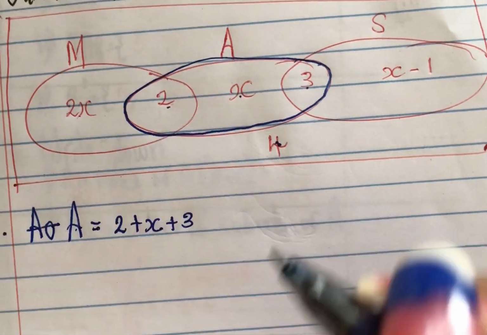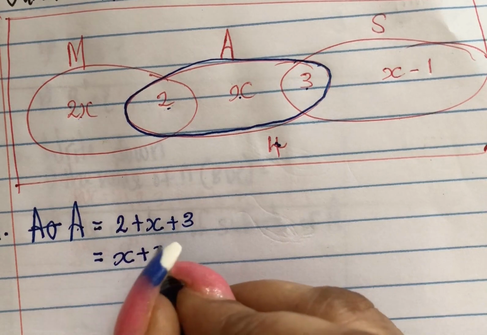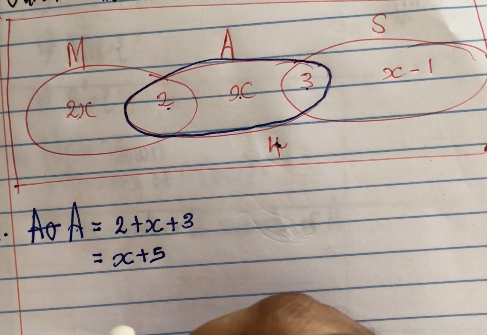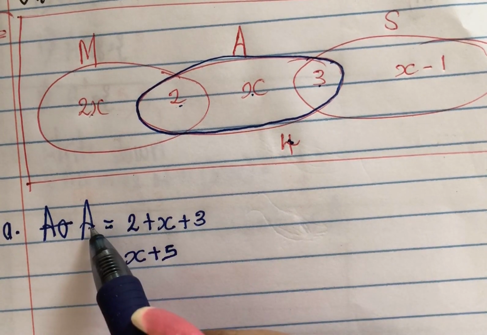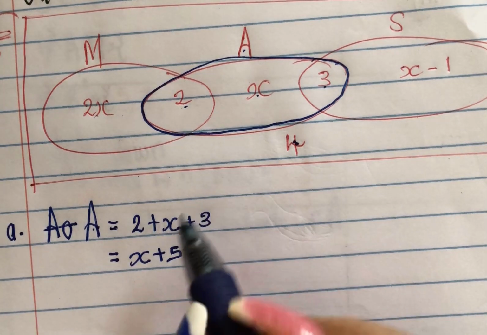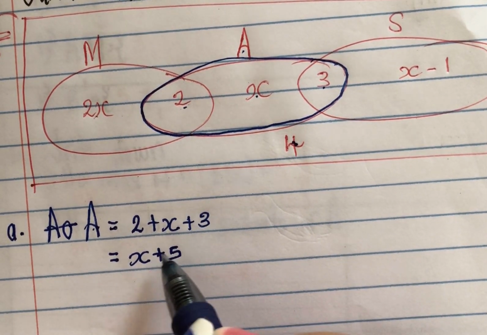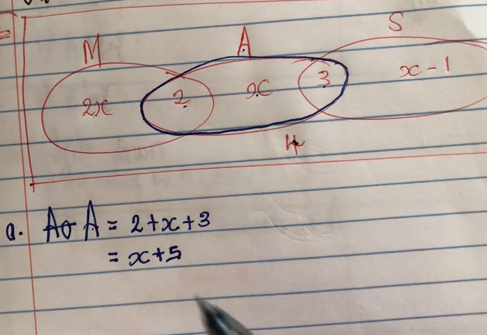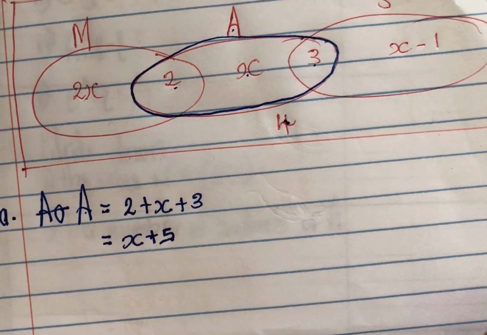2x and 3. We then simplify. If I am to simplify, I will have to connect like terms, right? So my accounts, which is represented by letter A, when simplified is x plus 5. Good. I now move to part B.